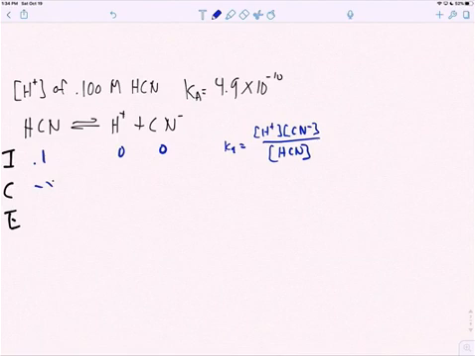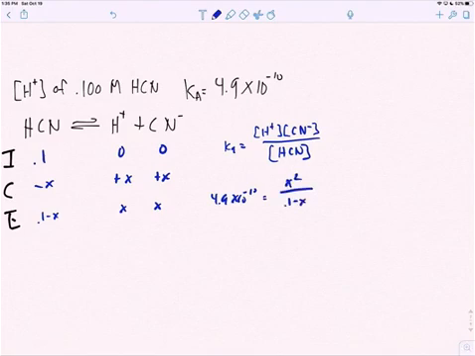What are you going to do? You're going to shift right. So plus x here. Lose 1 x in the reaction of HCN, gain 1 x of hydrogen and cyanide. And so this is 0.1 minus x, x, and x. Our Ka is products over reactants, which is 4.9 times 10 to the minus 10 equals x squared all over 0.1 minus x.